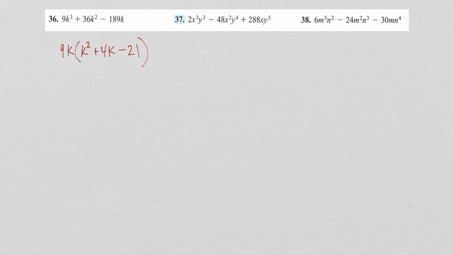Now there's no leading coefficient, so I don't even need to use slide, divide, slide. I'm just looking for factors of 21 that give me a 4. So positive 7 and negative 3. So I'm done. I have 9k, k plus 7, k minus 3.